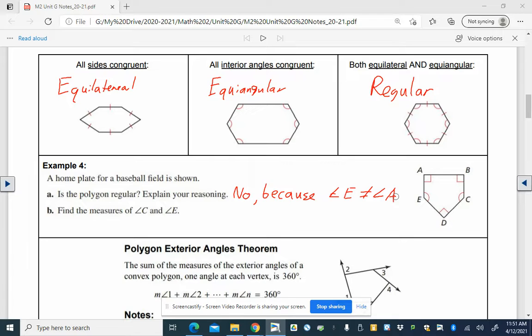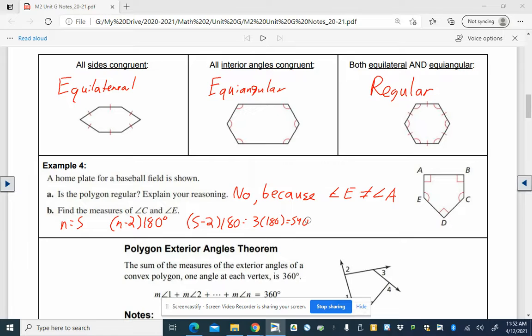So now it's telling us, find the measure of C and E since they are different. I'm going to go back to what we learned yesterday in 7.1. I'm going to say, well, this is a 5-sided shape. So I'm going to use my equation of n minus 2 times 180 to figure out how many total degrees should be in this pentagon. So 5 minus 2 times 180 is the same as 3 times 180, which equals 540.